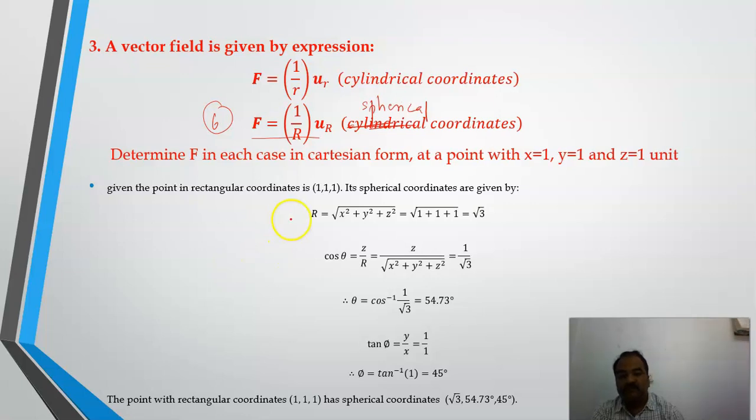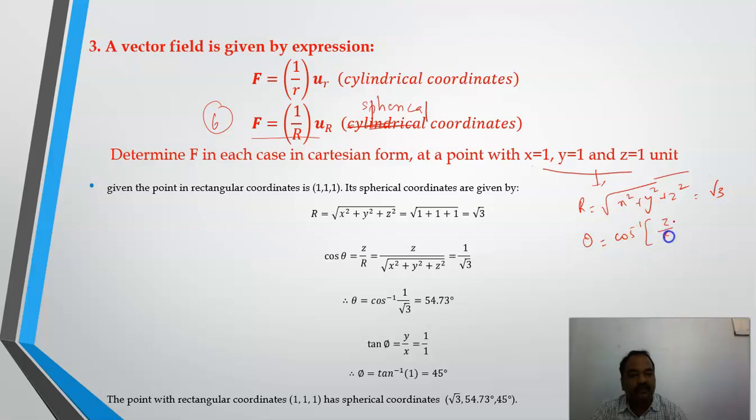Now how to convert this one? Given again, first of all we have to convert the point into the spherical system. So 1, 1, 1 has been given for you. So r is equal to the square root of x square plus y square plus z square. So it is root 3. And theta, you know that it is cos inverse of z by r. z by r is 1 by root 3. For this one, you are supposed to apply cos inverse. So it is somewhere around 54 degrees. So 54.73 degrees.